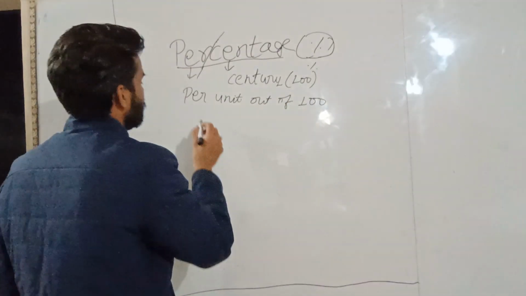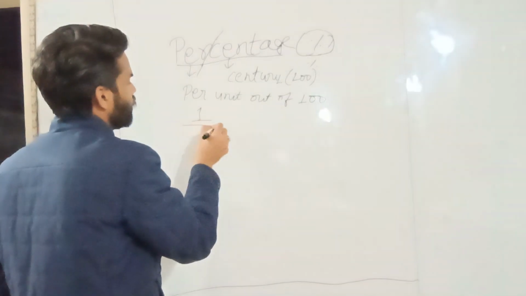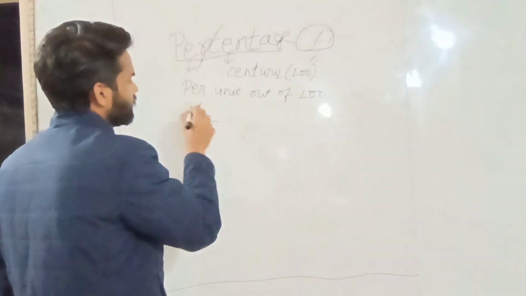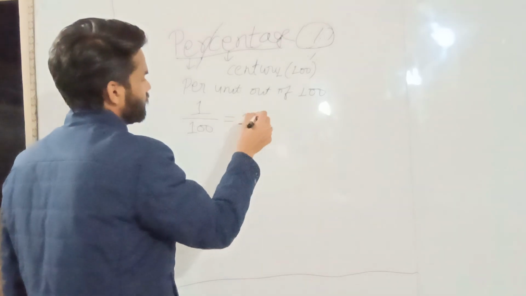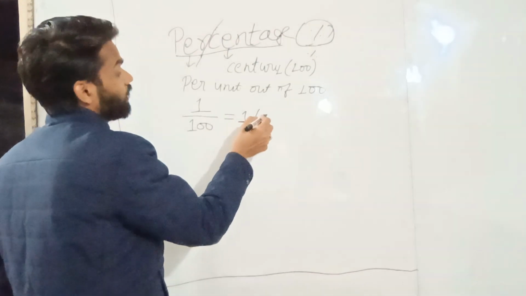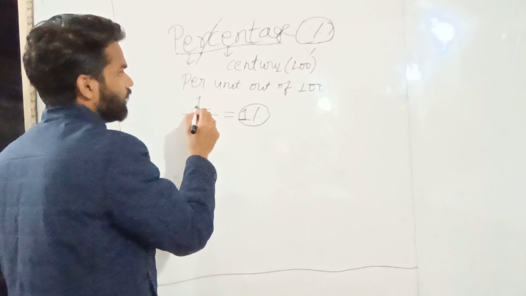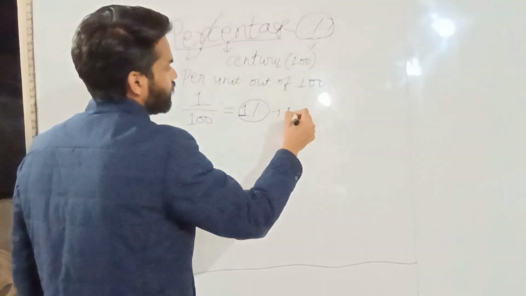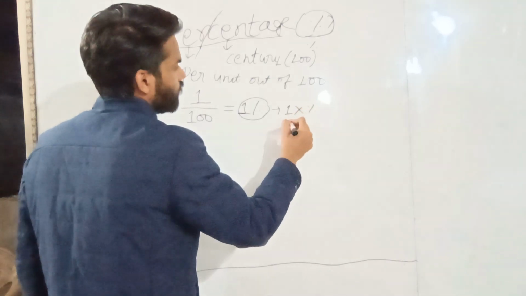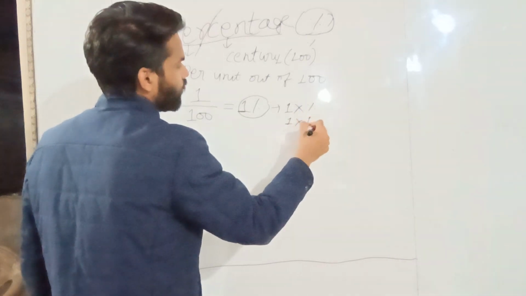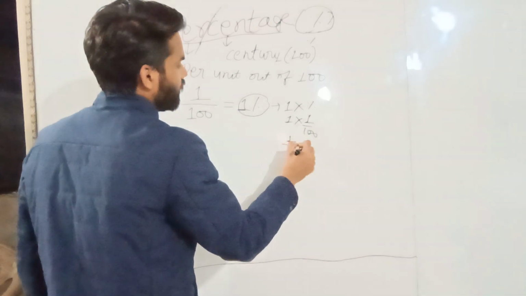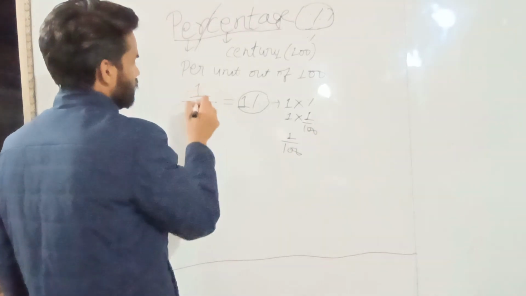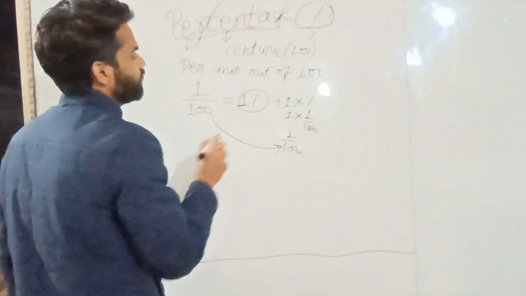Per unit out of 100. It means every 1 unit out of 100, 1 upon 100, this is considered as 1%. Or we can say the fraction value of 1% is 1 upon 100. This symbol means 1 upon 100. So we can write 1 into percentage, or 1 into 1 upon 100, or 1 upon 100. Both these are same.